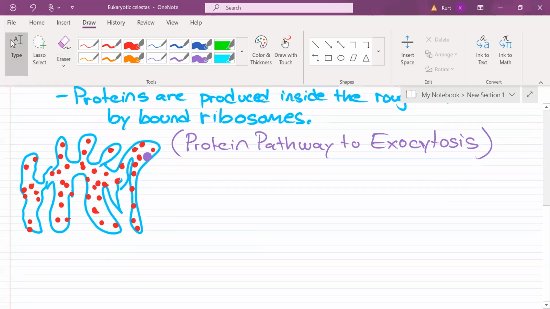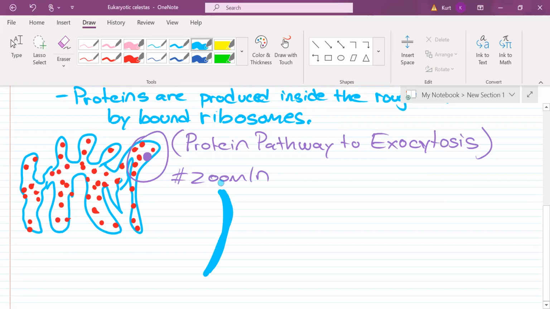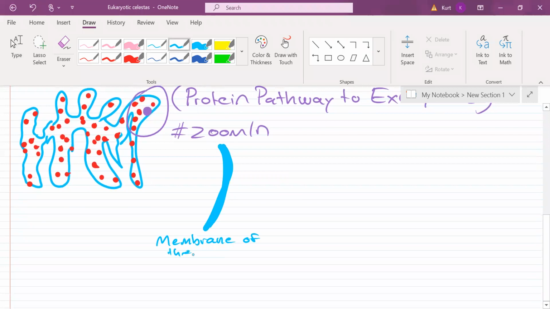All right. So I'm going to zoom in on this little area right here. Let's do a little hashtag zoom in and see what's actually going on. So this blue line represents the membrane of the rough ER. This is inside the organelle. This is outside the organelle. We want to get this protein out of there. So this is going to be like a little storytelling.